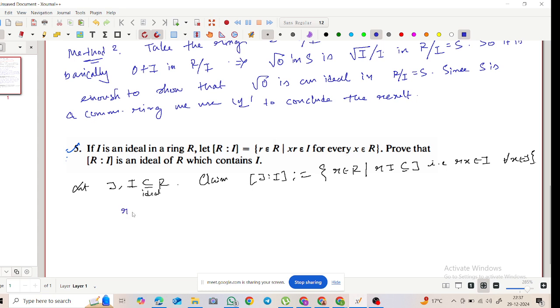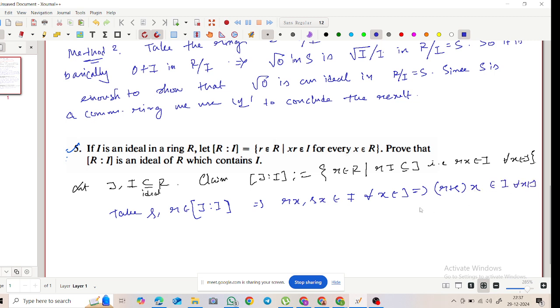So take r and s belonging to J is to I. Then we have rx, sx belonging to I for all x belonging to J. Since I is an ideal, (r plus s) times x, which is rx plus sx, also belongs to I for all x belonging to J.